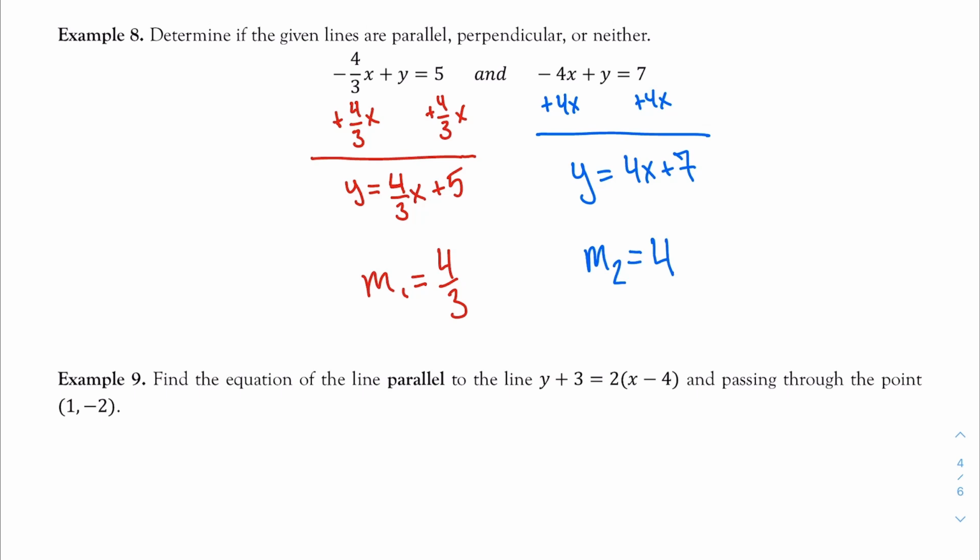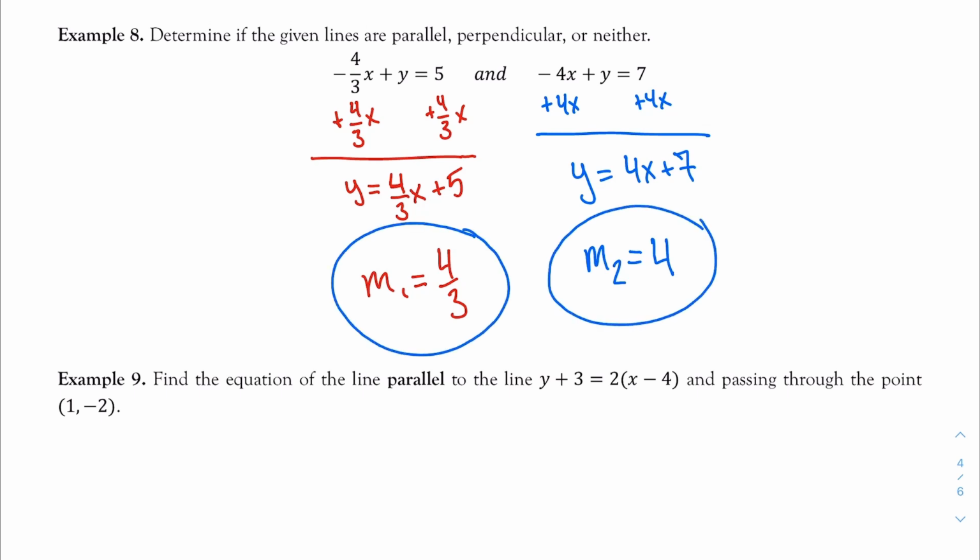So now I'm comparing my slope over here and my slope over here. If they're parallel lines, the slope should be the same. Well, if I look at these two slopes, obviously I don't have the same slope. So I know I'm not parallel. So parallel is already out of the question.